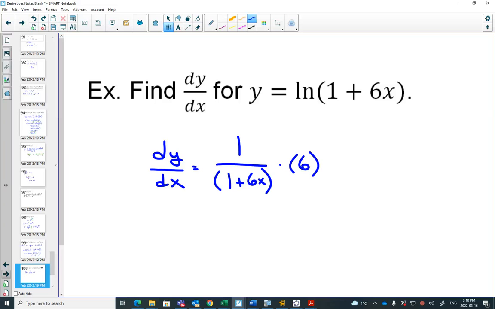All right. So there's our final answer for that one. And you could write it as a 6 on the top if you'd like: 6 over 1 plus 6x. You know how I had mentioned before? No, don't cancel the 6's. I'm just going to check. No, you can't cancel the 6's. Alice didn't cancel the 6's, so that's the right answer, to not cancel the 6's.